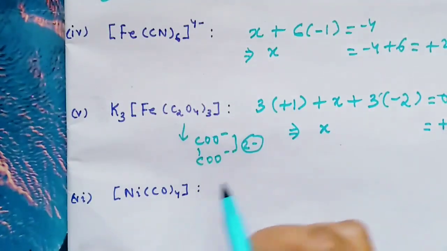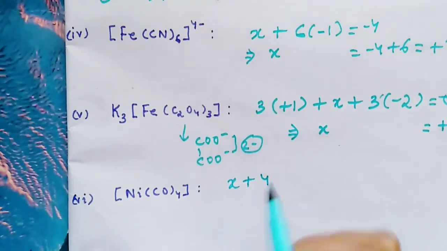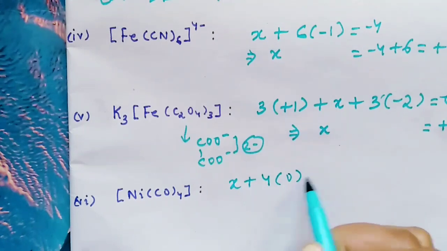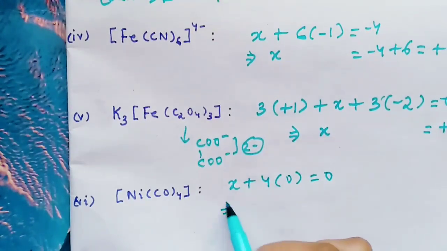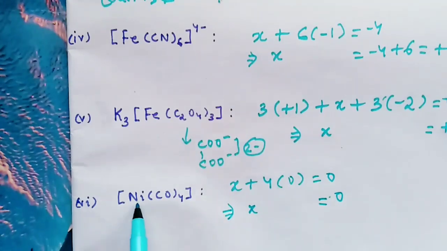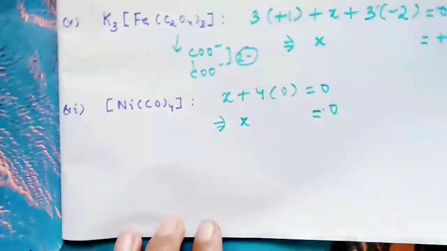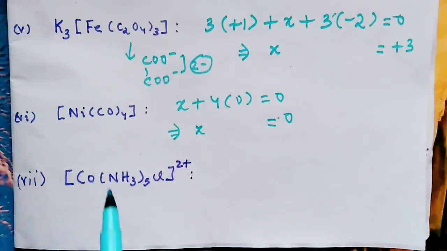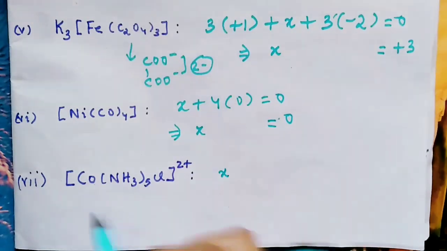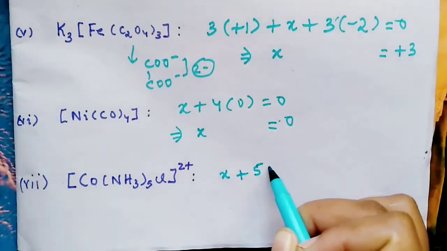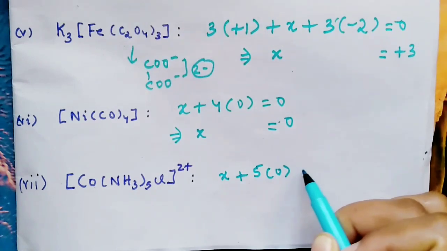Now for this one, X plus 4 into the charge carried by this one is 0. Equate it to 0. So your X is 0. This is the oxidation number of this central metal atom. Now we come to the seventh one. X plus 5 into what? 0. The charge carried by NH3.